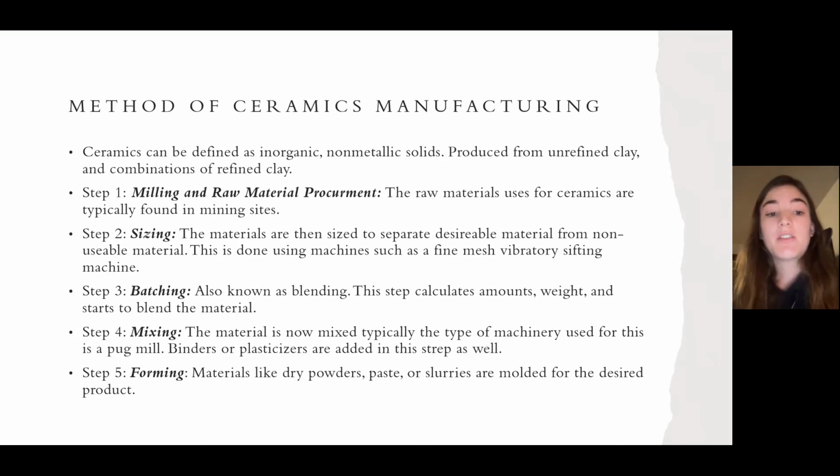Step 3, batching, also known as blending. During this step, it calculates amounts, weight, and starts to blend the material. Step 4, mixing. The material is now mixed. Typically, the type of machinery used for this is a pug mill. Binders or plasticizers are added in this step as well. Step 5, forming. Materials like dry powders, paste, or slurries are molded for the desired product.